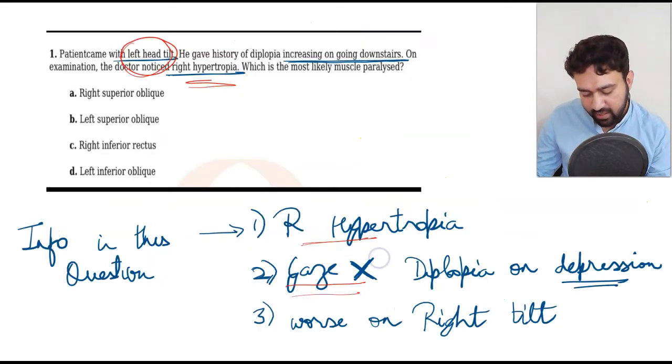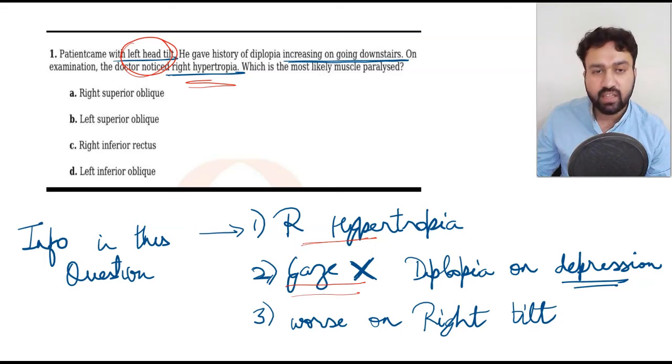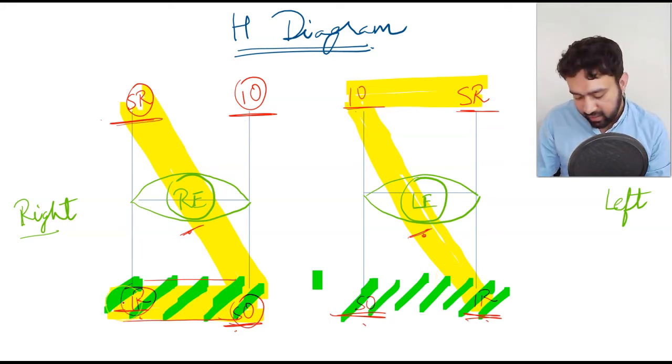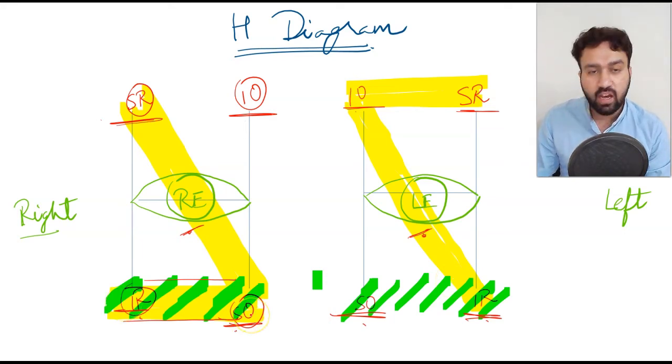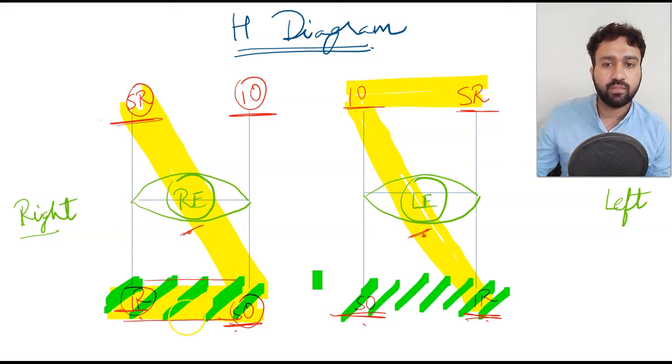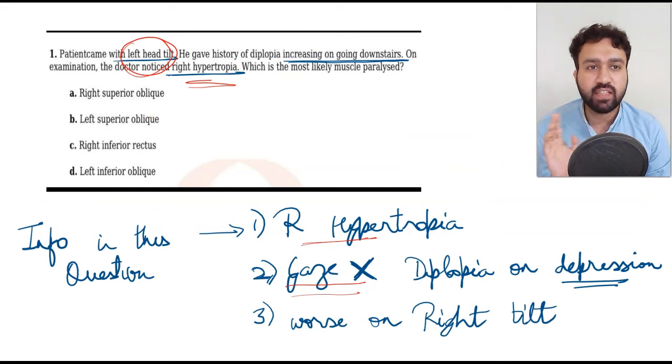The second point is that the diplopia is worse on depression. So which muscles depress the eyes? So the ones highlighted in green, right? Inferior rectus and superior oblique are the muscles that will depress your eye. So basically, if the patient is having diplopia which is more on going downstairs, which means when he's looking down his diplopia is more, which means that the muscles that were supposed to be acting for depression are not acting correctly.